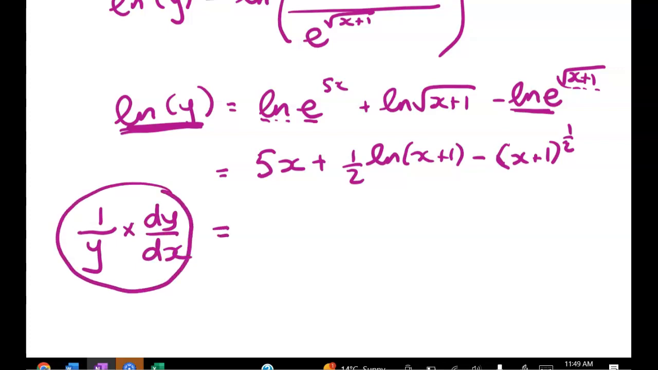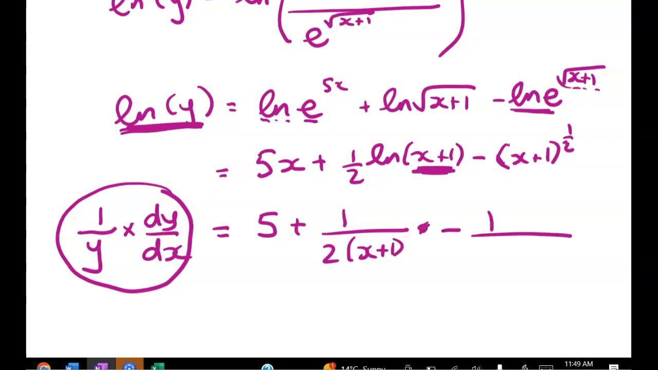Left-hand side, we get that, and on the right-hand side, we have a really easy derivative now. We have 5 plus 1 over 2 times x plus 1. The derivative of the inside function is just 1, so we don't even have to do the chain rule properly. We do the chain rule, but we don't get anything messy. And now here we've got 1 over 2 x plus 1 to the power of 1/2.